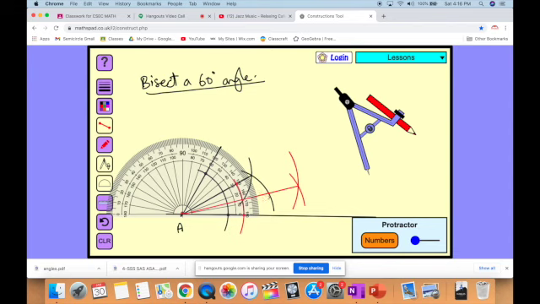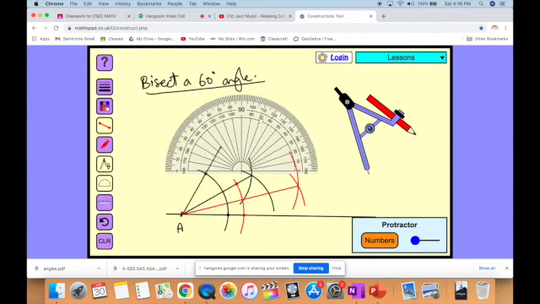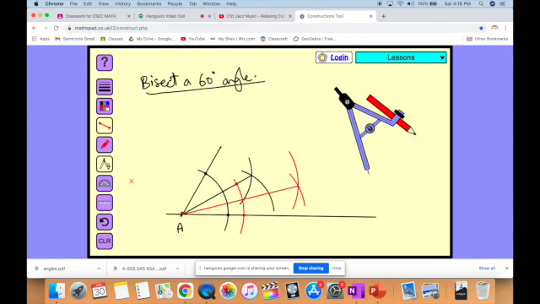I'm a little off, and the reason why I'm a little off is because I didn't draw my ruler line level. So you see, even on the software, it's hard to be accurate, right? So you wanna make sure you're as accurate as possible. And one of the things to always be accurate is always keep your pencil very, very sharp. So does everybody understand how to bisect a 60-degree angle?